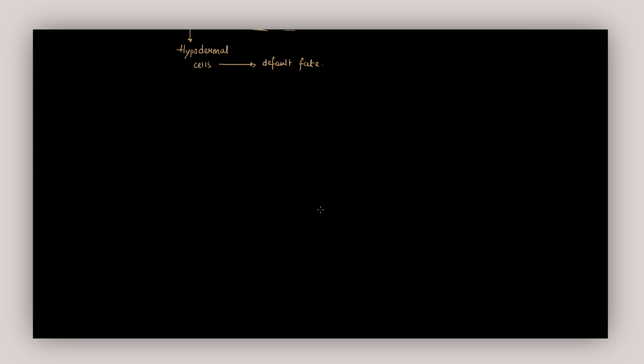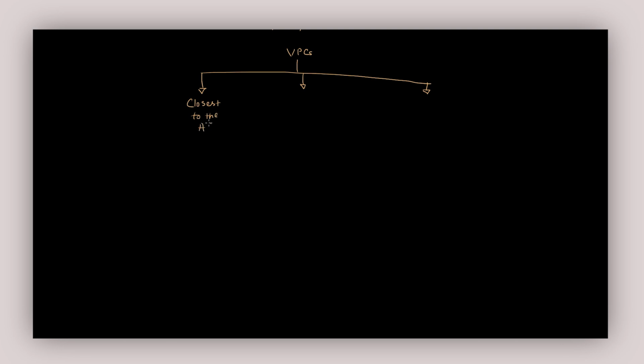Alright, so we talked about the position. Now let's dig a little bit deeper with the VPCs and what are the different fates that are there for the VPCs. So normally the VPCs would have 3 different fates. Now if a cell is the closest to the anchor cell, the VPC that is closest to the anchor cell, this is going to have a primary fate, and this is going to form the central vulva cell, or central cell.